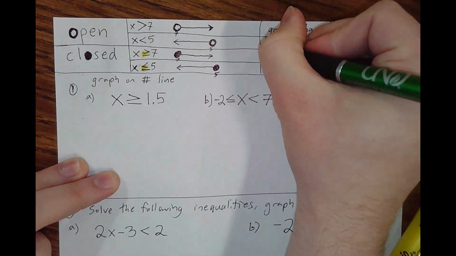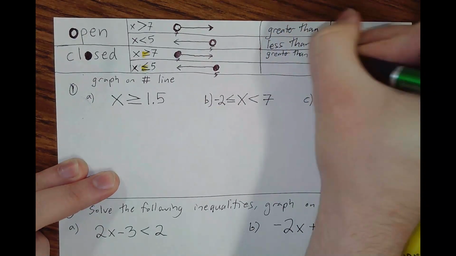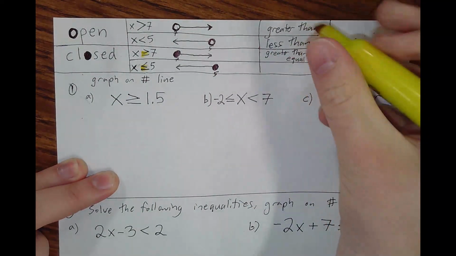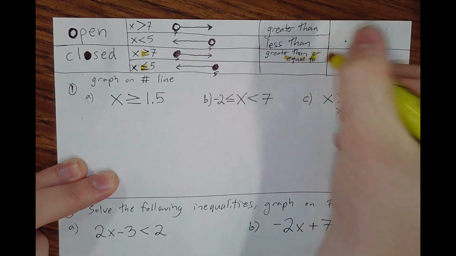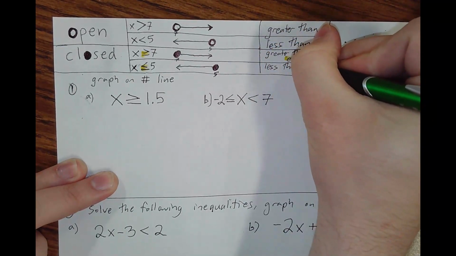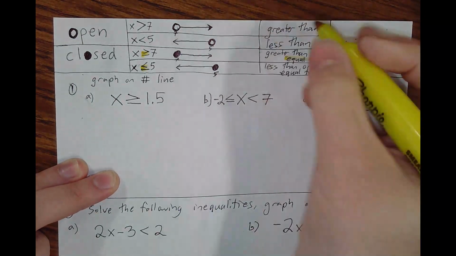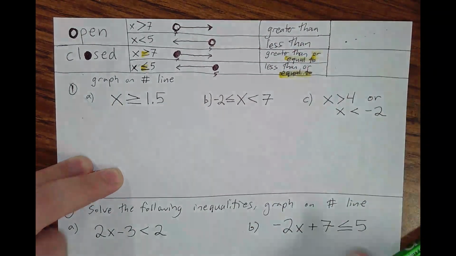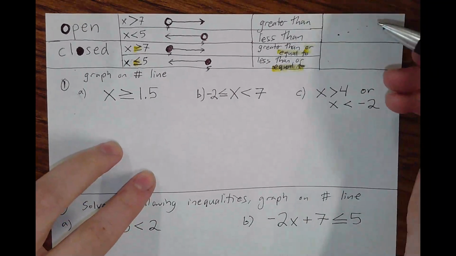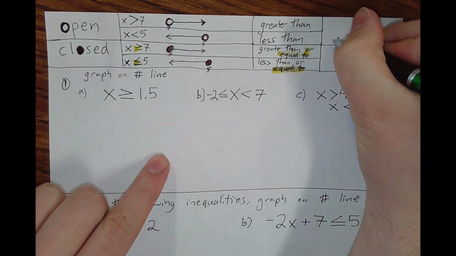So just to write it down, we have greater than or equal to. Or we have less than or equal to. So if it could equal it, then that's why we need to include the dot on that number.